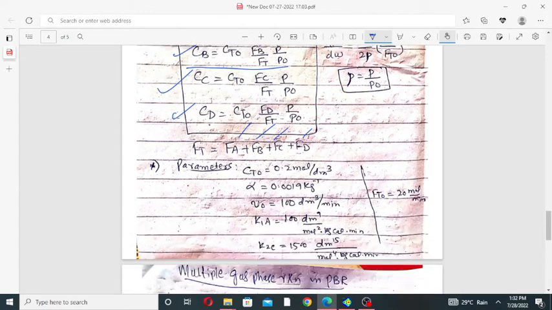The parameters were given to us. This was the initial flow rate and initial composition of component A and component B.